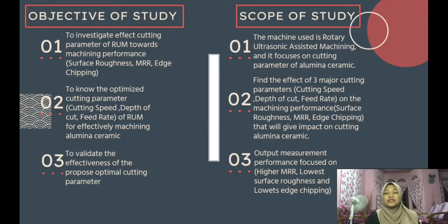Next, I would like to state the objective of this project. First, to investigate effect cutting parameter of RUM towards machining performance, which is surface roughness, material removal rate, and edge chipping. Second, to know the optimized cutting parameter, which is cutting speed, depth of cut, feed rate of RUM for effectively machining alumina ceramic. Third, to validate the effectiveness of the proposed optimal cutting parameter.